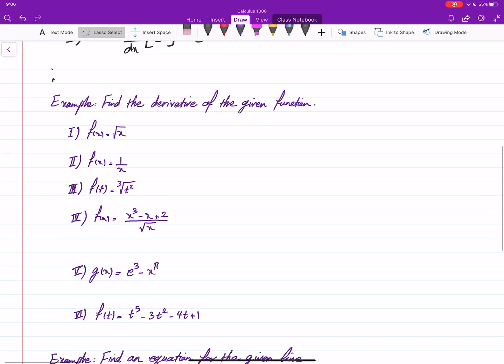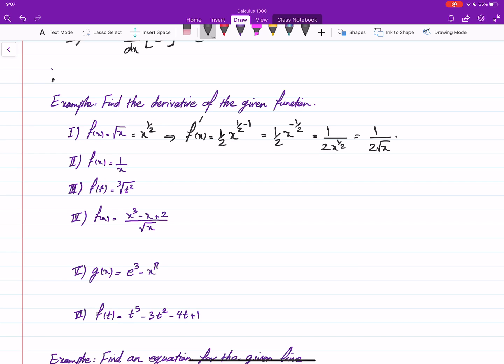Okay, I have a good list here. So find the derivative. Here, see, this is root x. Root x is the same thing as x to the power half. So we can apply the power rule, n x to the power 1 less. This is half x to the power negative half. Negative means that you can take it to the denominator and get rid of that negative in the power, and then that is 2 root x.